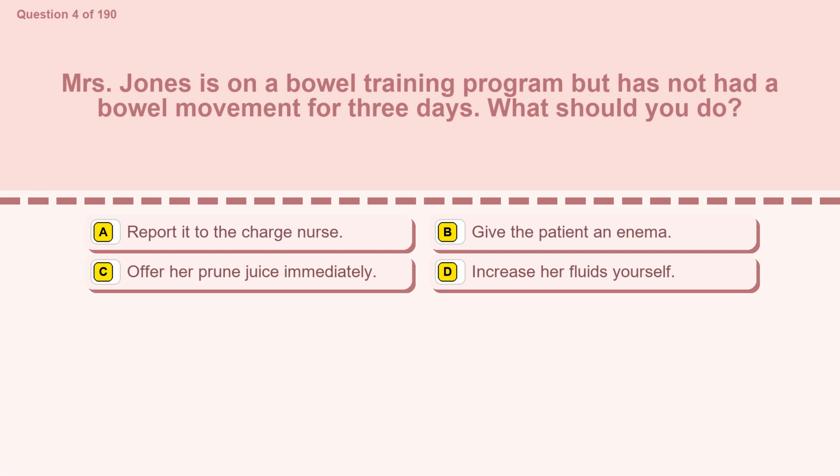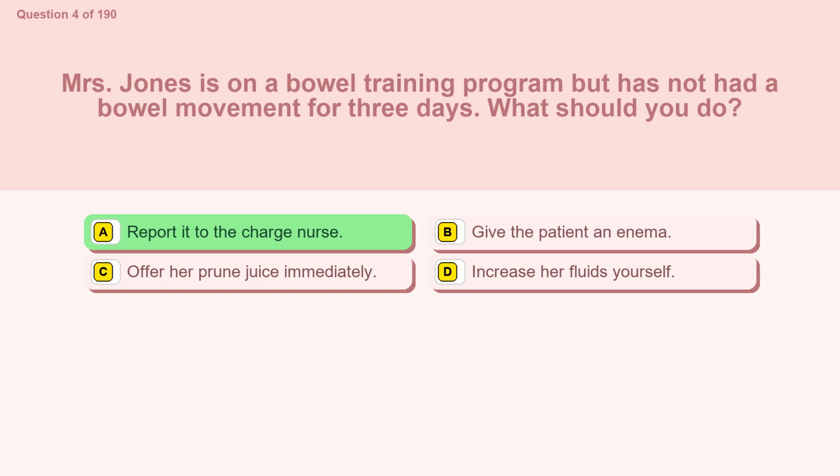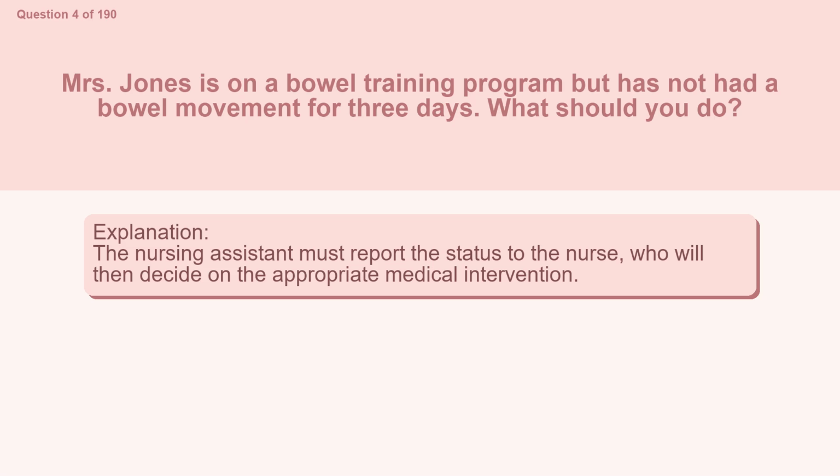Question 4. Mrs. Jones is on a bowel training program but has not had a bowel movement for 3 days. What should you do? Option A. Report it to the charge nurse. Option B. Give the patient an enema. Option C. Offer her prune juice immediately. Option D. Increase her fluids yourself. The correct answer is option A. Report it to the charge nurse. The nursing assistant must report the status to the nurse, who will then decide on the appropriate medical intervention.